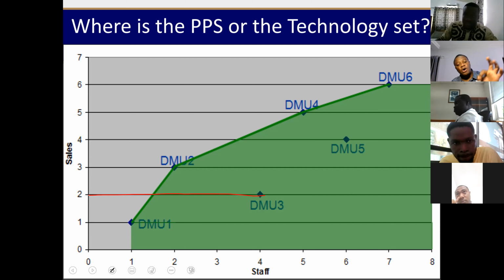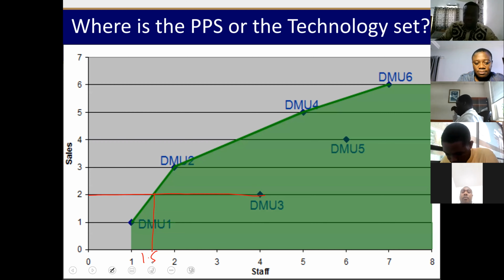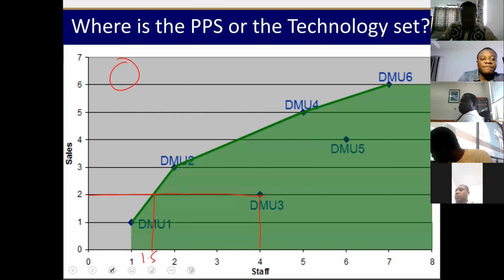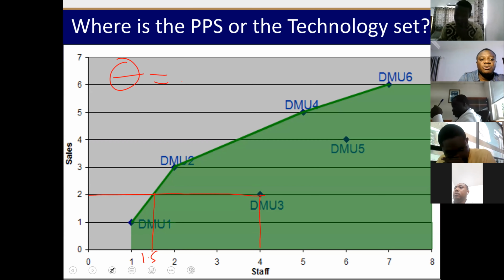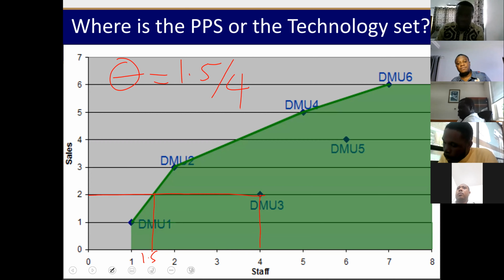No, distance from the origin to the frontier. Sorry, from the origin to the frontier is 1.5, as we can see. That's how you traced it, is that correct? Yes, please. Then distance from the origin to the DMU is 4. So it will be 1.5 over 4. So your input efficiency is going to be 1.5 divided by 4. Good.